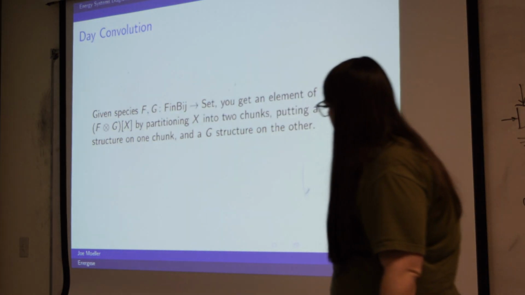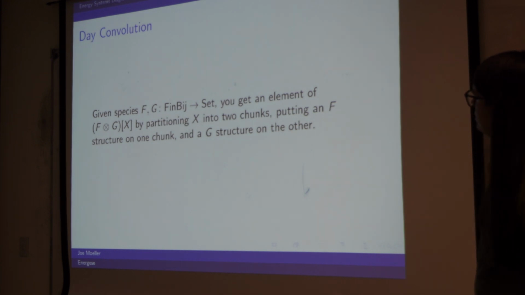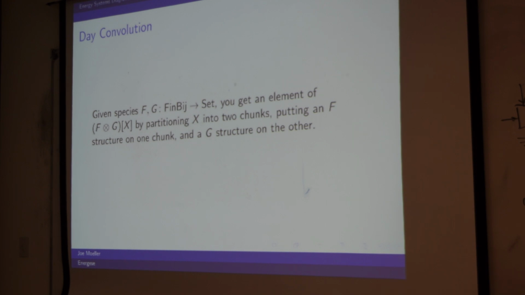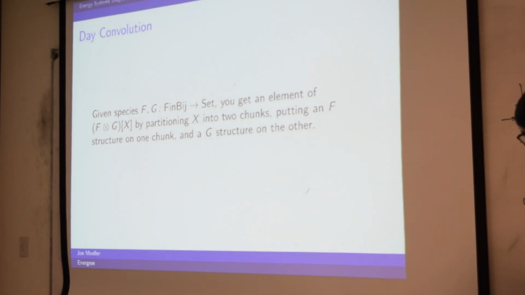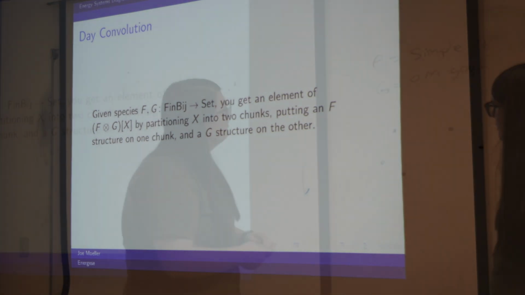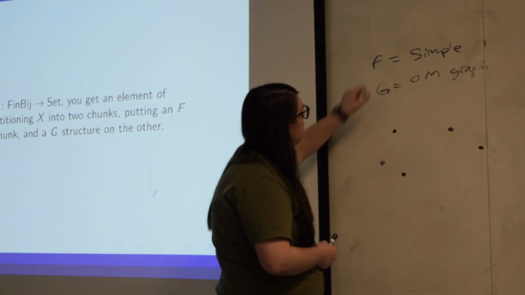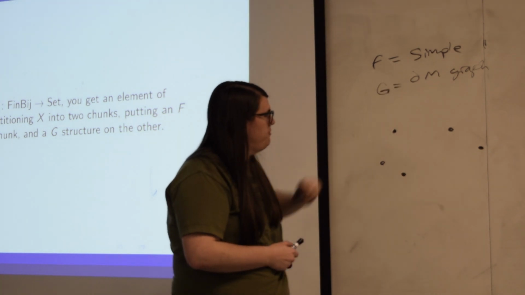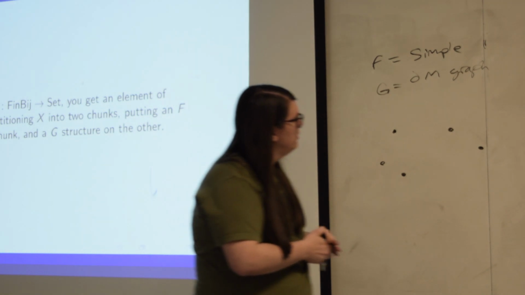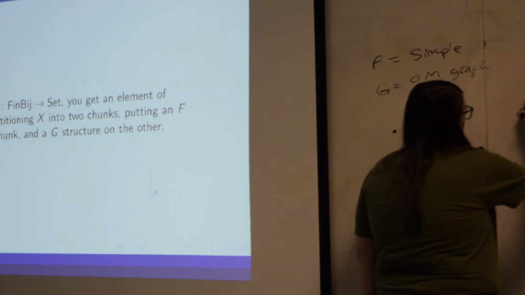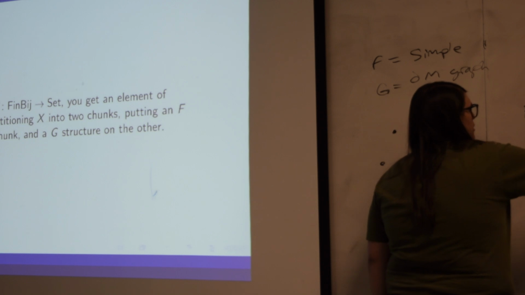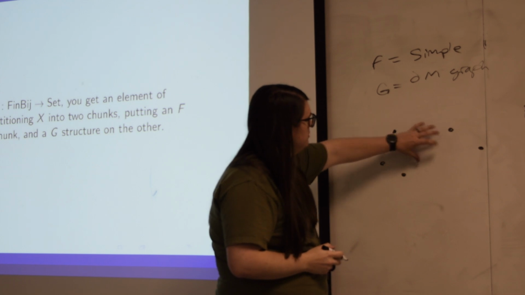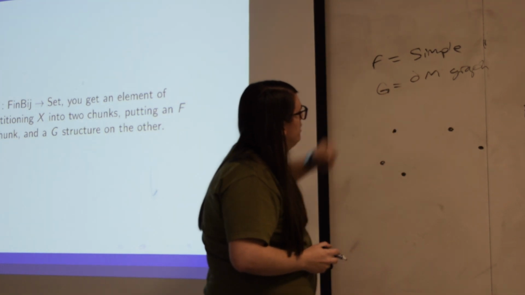Then this one, I just skipped to calling it Day convolution because I didn't know whether to call it the product or some other kind of product. But it is the Day convolution. So again, if I'm starting with F and G being the two examples that I gave, and I'm starting with a 5-element set, then one element of F ⊗ G of 5 would be that I choose some subset of this and put an F structure on that.